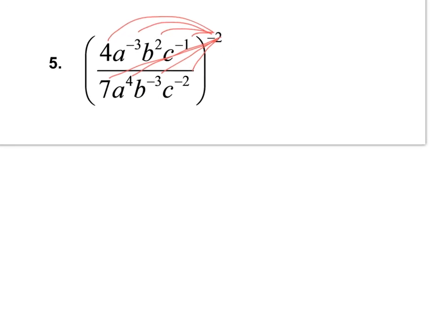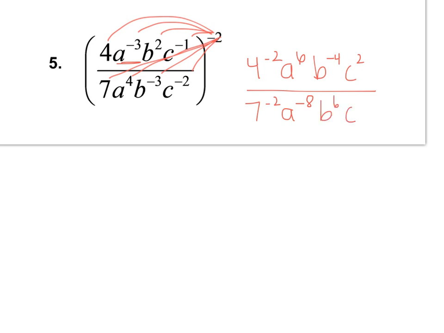And then what this looks like is 4 to the negative second. So negative 3 to the negative second would be negative 3 times negative 2, which is positive 6. B to the negative fourth. And then c to the second, all over 7 to the negative second, a to the negative eighth, b to the positive sixth, and c to the fourth.